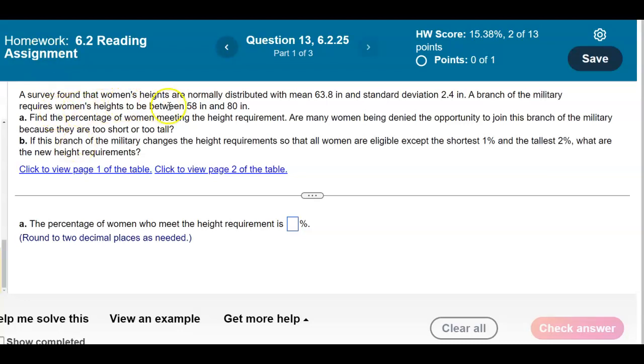A survey found that women's heights are normally distributed with a mean of 63.8 inches and a standard deviation of 2.4 inches. A branch of the military requires women's heights to be between 58 inches and 80 inches. For Part A, it says find the percentage of women meeting the height requirement, and are many women being denied the opportunity to join this branch of the military because they are too short or too small. So let's go ahead and start this.